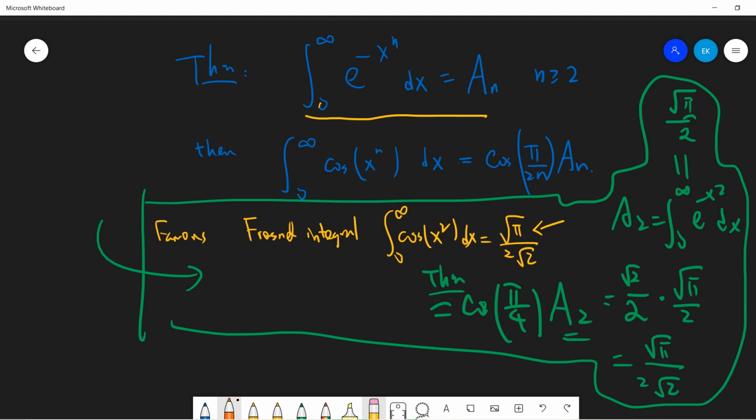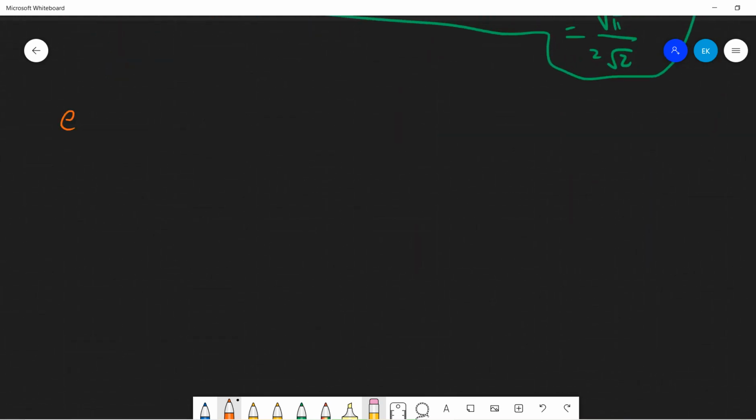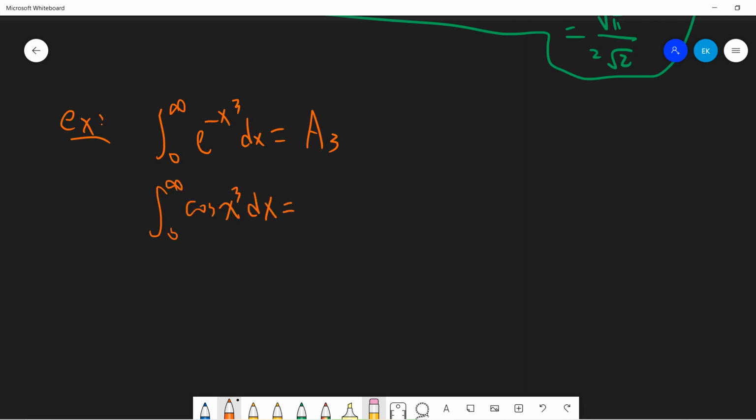Okay, so let's see another example. Another example is that if you say this guy is a_3, then you can prove that the integral of cosine x cubed dx will be this, right? The reason is that this is cosine pi divided by 6. Okay, so an interesting theorem.